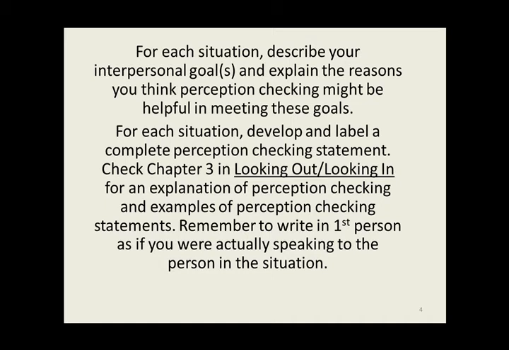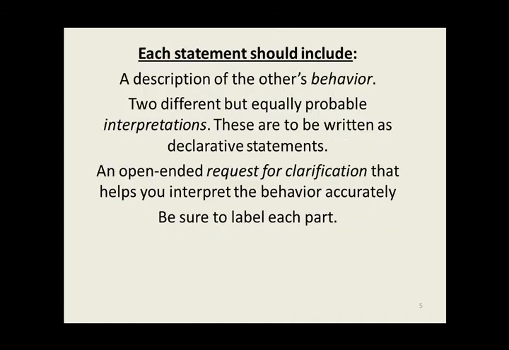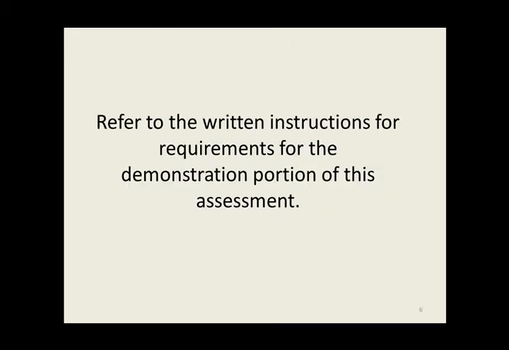For each of these two situations, develop and label a complete perception checking statement. Again, you can go back and look at Chapter 3 for some samples if you need some assistance in looking at some good examples. Remember to write your dialogue in first person as if you were actually speaking to that individual. Each perception checking statement should include, once again, the other person's behavior, at least two possible interpretations for that behavior, and an open-ended request for clarification. Be sure to label each part in parentheses, kind of like we saw in the sample earlier.